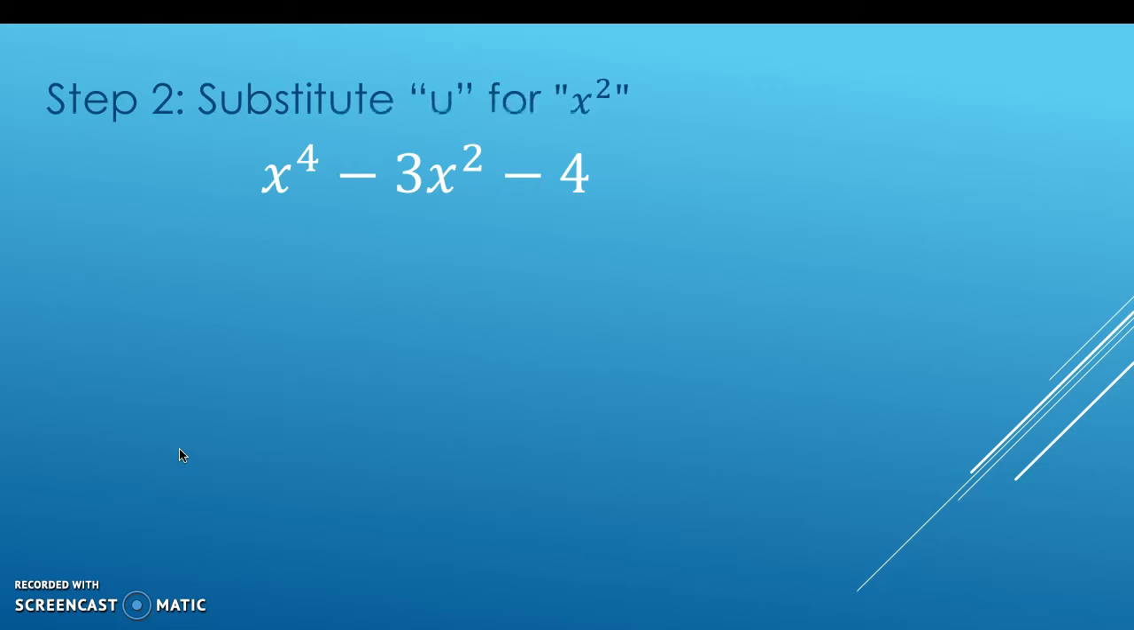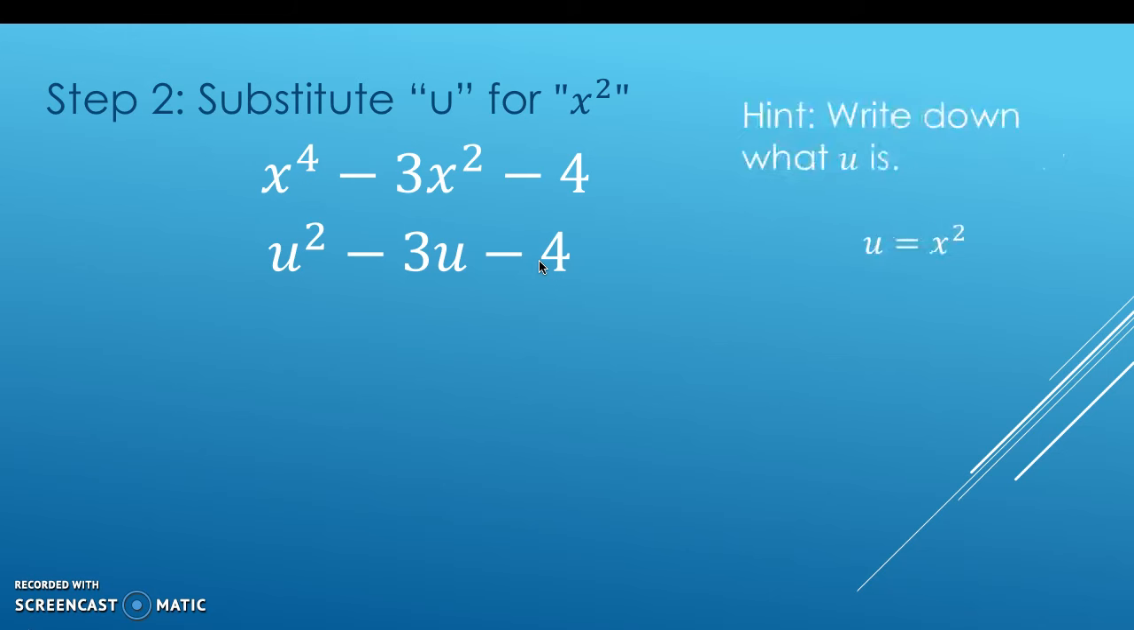So our first step is to substitute u for x squared. So u is equal to x squared. So that means x to the fourth would become u squared minus 3u minus 4. So now we're going to factor our quadratic. Also remember to write down what you substitute u equal to.